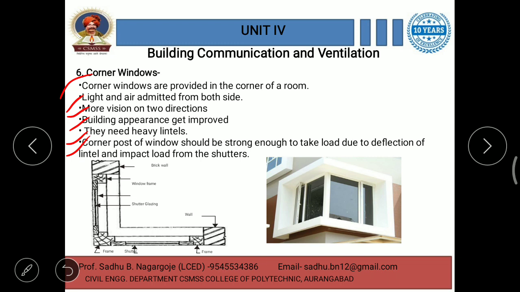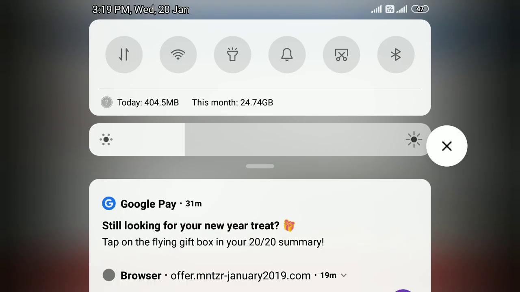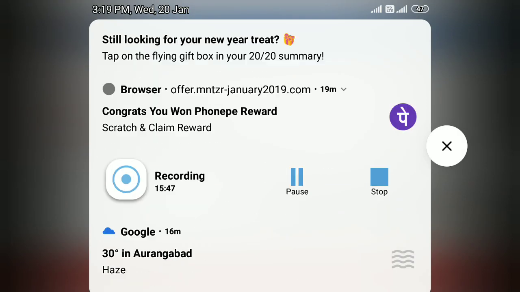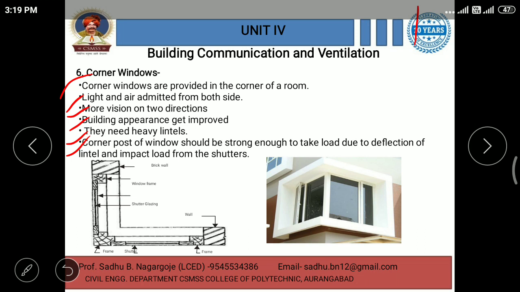So this is about the first six types of windows. We'll see the remaining types of windows in the upcoming video.